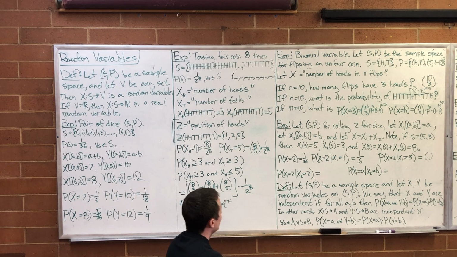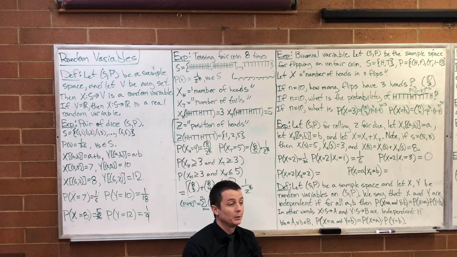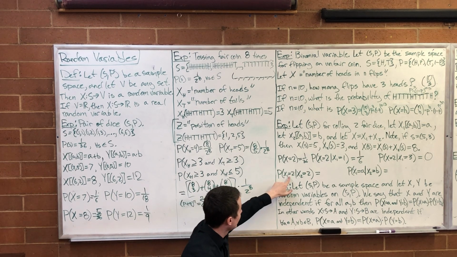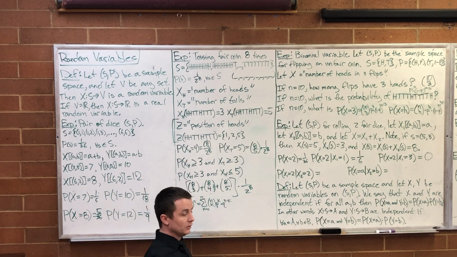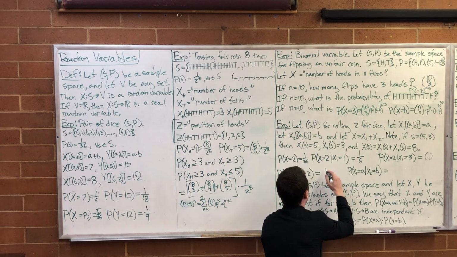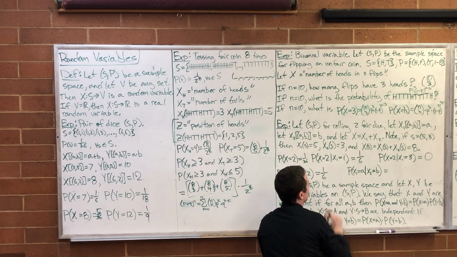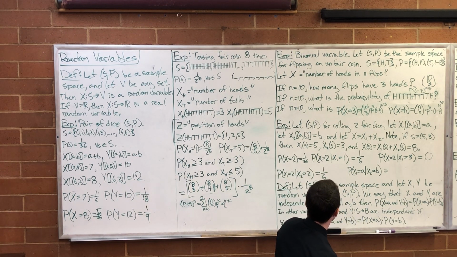Alright, let's try another one. What is the probability that your first die is a 2, given that your second die is a 2? 1/6.